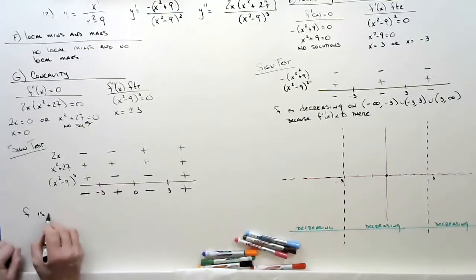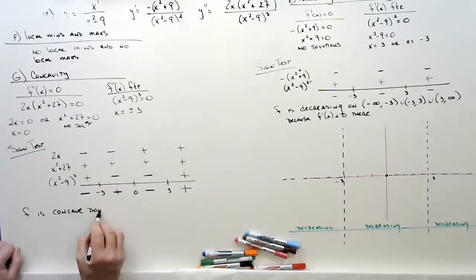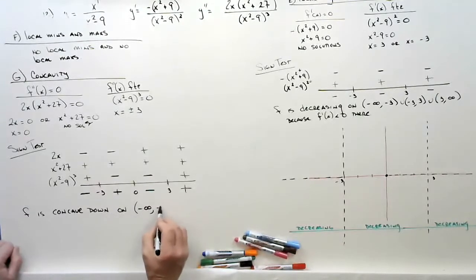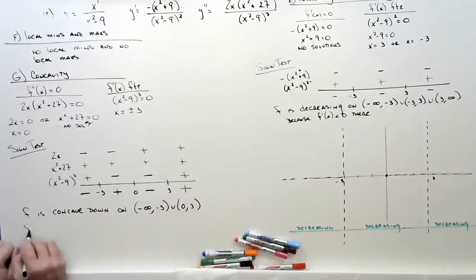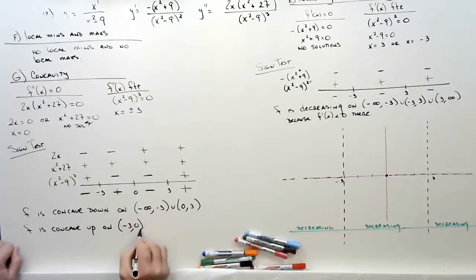So f is concave down on -infinity to -3 union 0 to 3. f is concave up on -3 to 0 union 3 to infinity.